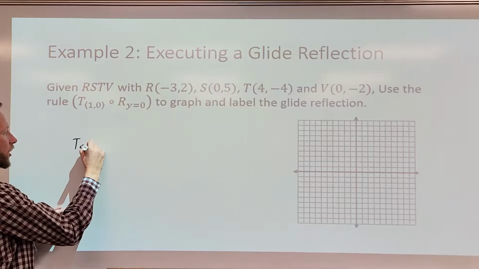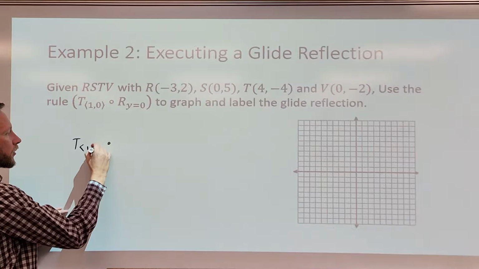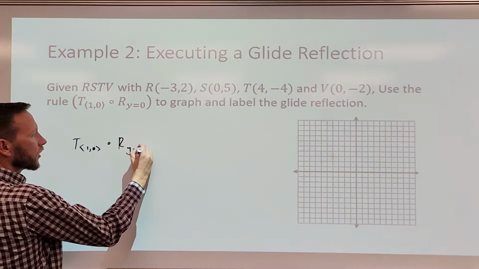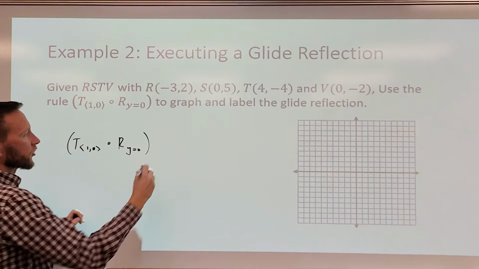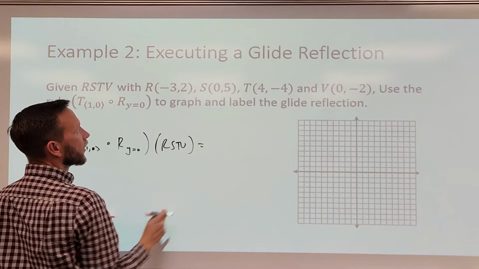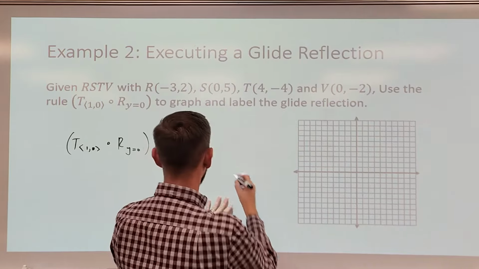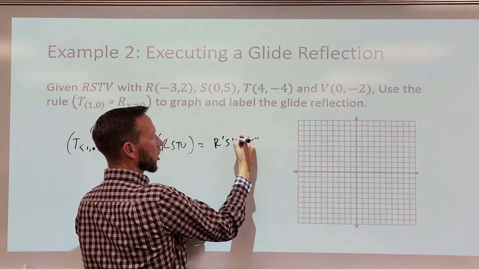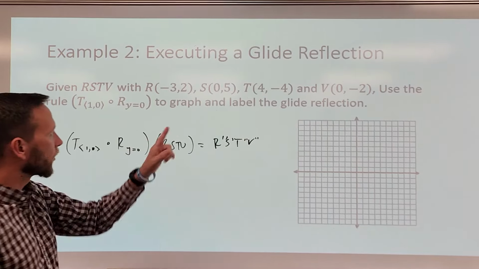All right, so we're going to do the translation forward 1 over, up 0, of the reflection over the x-axis, y equals 0, of our STV. And that is going to give us, well, let's find out. It's going to give us R prime, S prime, T prime, V prime. And I'm actually going to call these double primes today. And I'll talk about why that is.